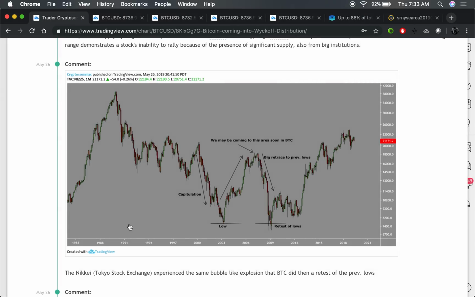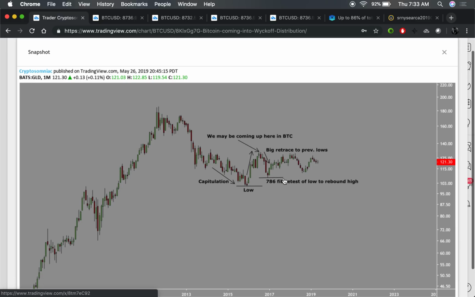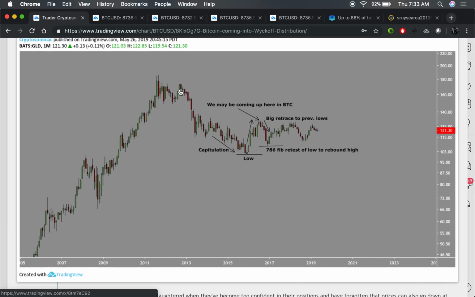Another one was gold, actually. So you can see gold did something very similar to BTC. If you really compare and lay these charts on top of each other, they look almost exactly the same in my opinion. Gold, after hitting this $200 top right here, came down, broke down. This is really the 6K level for BTC. Capitulation, low created. Then we went up, as you can see, just like BTC did. And then a big retrace, which came back all the way to the 786 Fibonacci.